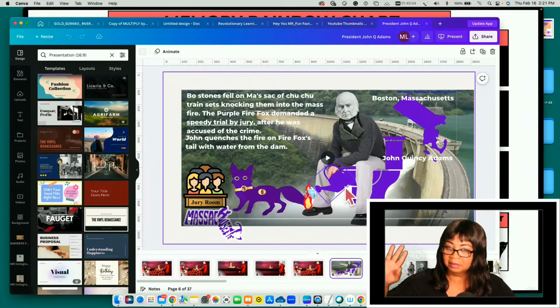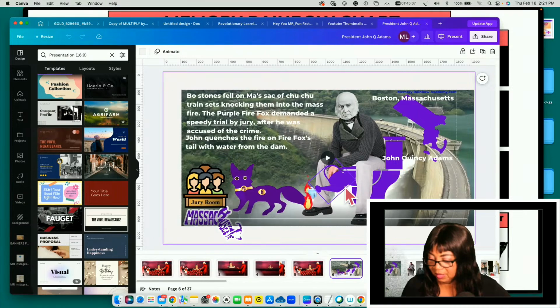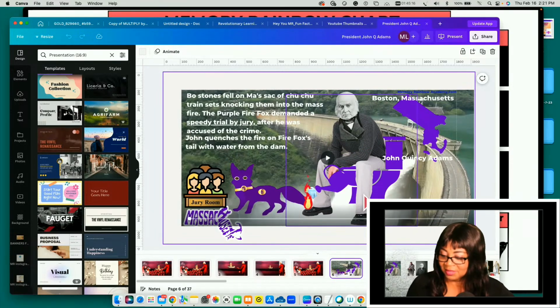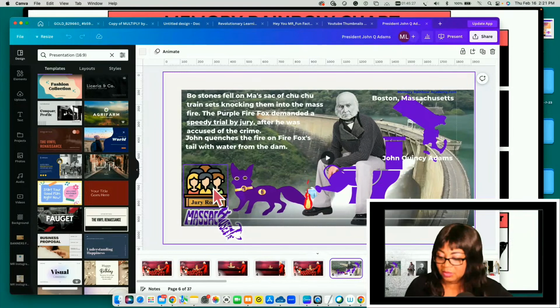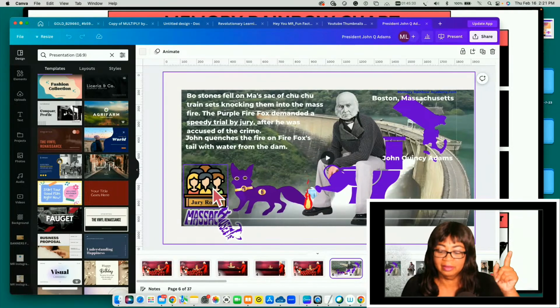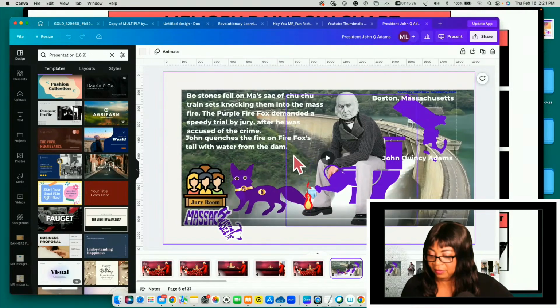Now, don't kill me because, like I said, I'm not an artist. I'm just composing and doing the best I can. And it's hard enough to get him in this position to compose it, to have John Quincy Adams sitting down on a toilet, okay? And over here you have the jury room, and go figure, right? The Sixth Amendment to the Constitution is your right to a speedy trial, right? So that's why you have the jury room there, and the Firefox is demanding his due trial and speedily. Thank you very much. So that's my image.